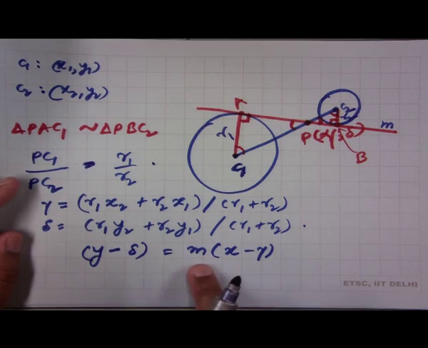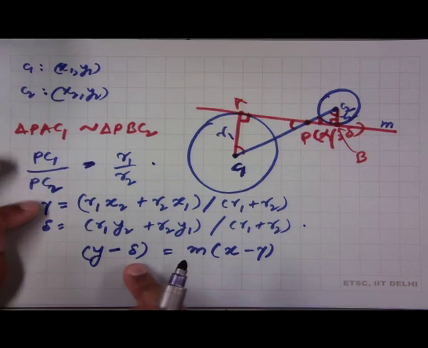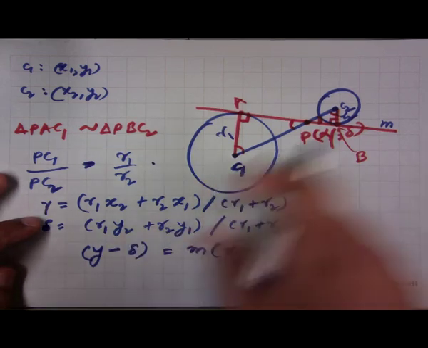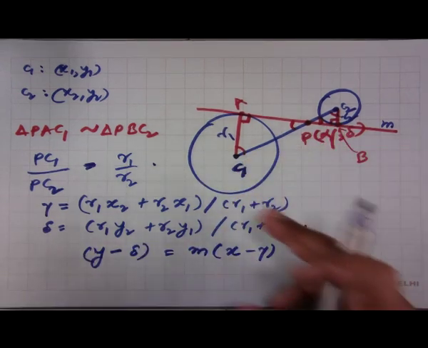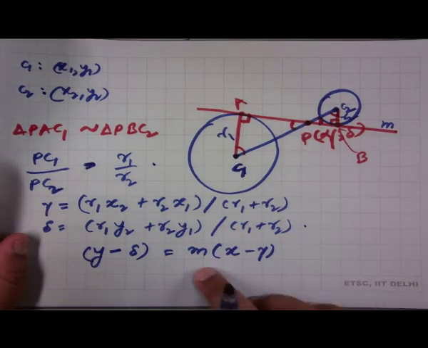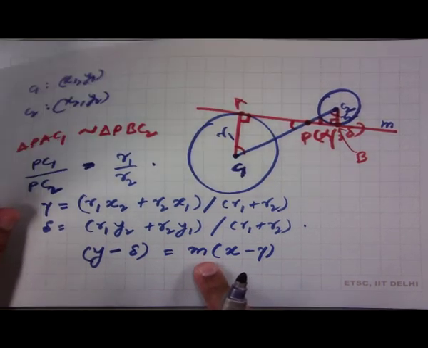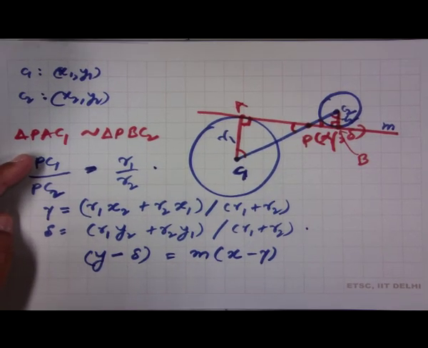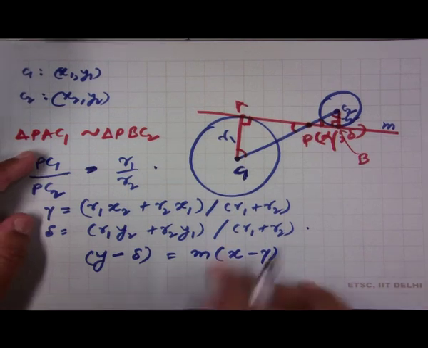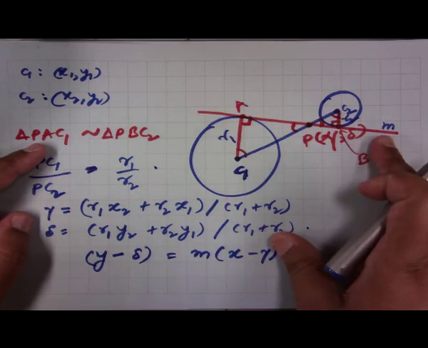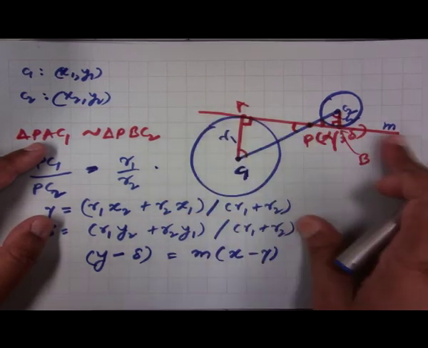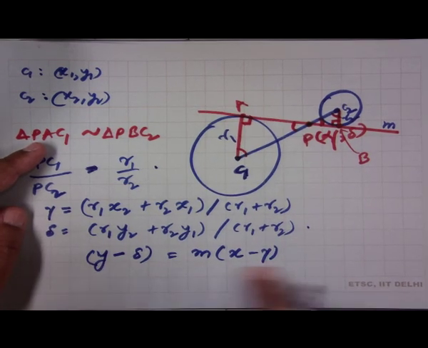But although we have been able to express delta and gamma in terms of the radii of the circles and the coordinates of the centers of the two circles, the value of m is still unknown, and that is what has to be found out. So, just like what we did in the previous lecture, what we observe from here is that the slope m has to be such that the minimum distance of this transverse common tangent, which is this line here.